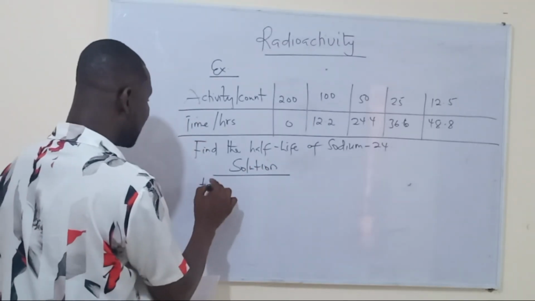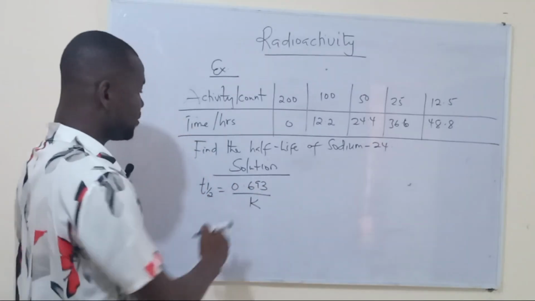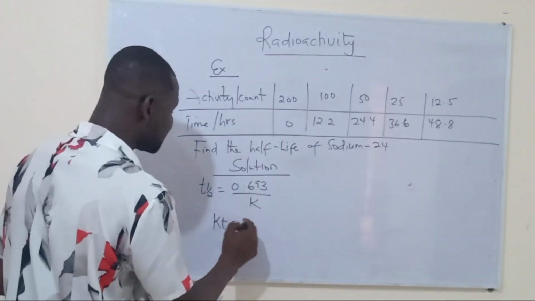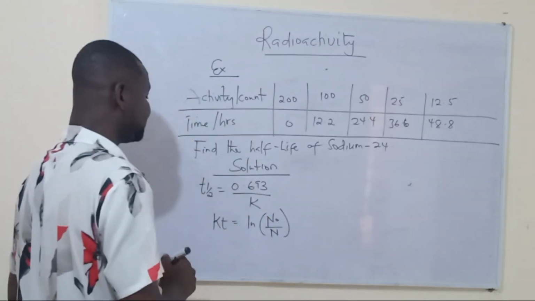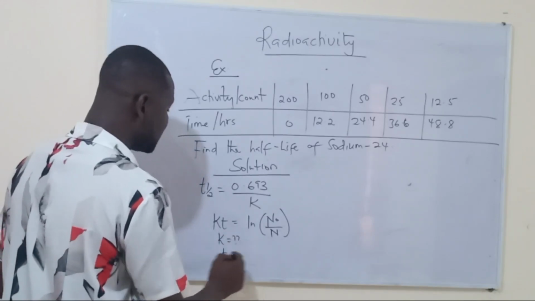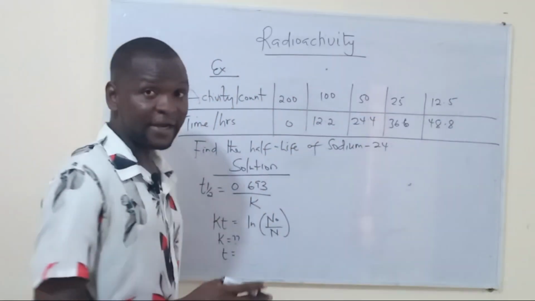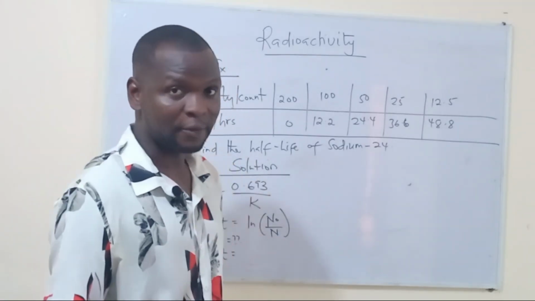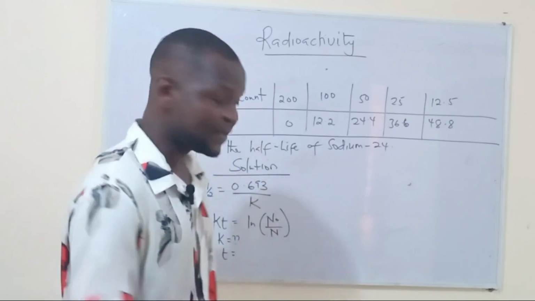So to calculate for my half-life, 0.693 over K, but I don't know K, so I am going to apply the next formula. KT is equal to ln of N0 over N. So I don't know K, but I know T. We were given the individual times in the data provided. So we are going to choose our initial amount and final amount, and we take their corresponding time. Then when we find their change in time, it gives us T.